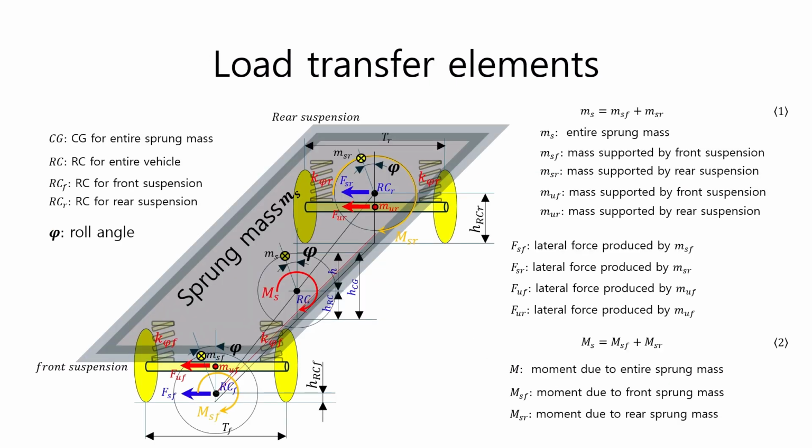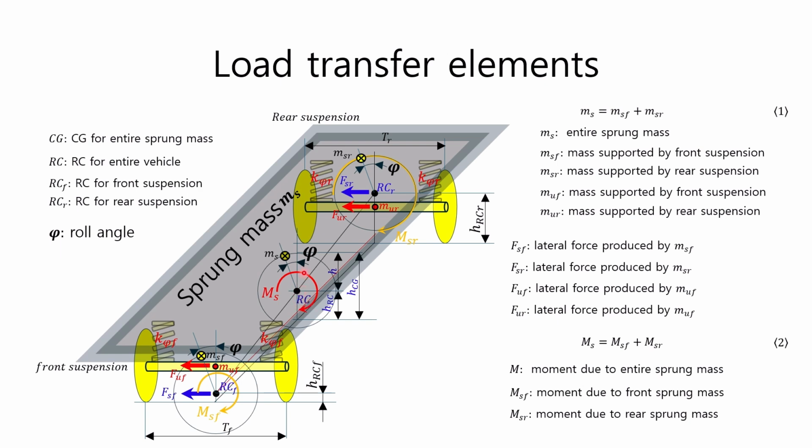Here is a figure showing all the load transfer elements we have looked at so far. As explained above, the load transfer caused by the lateral force FUF generated by the front unsprung mass MUF and the lateral force FUR generated by the rear unsprung mass MUR can be calculated using their respective center of gravity heights and wheel tracks. However, the sprung mass tilts laterally with respect to the roll center RC.